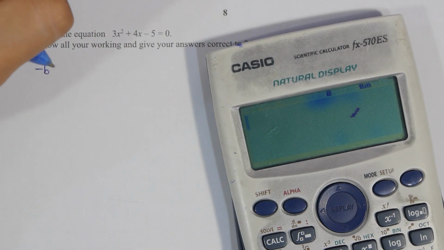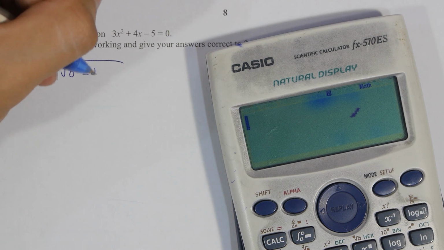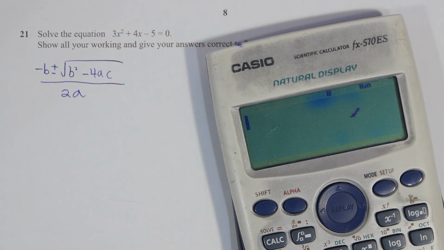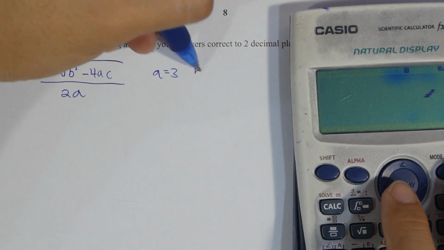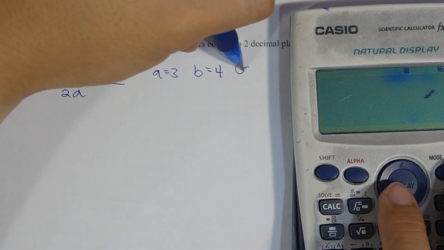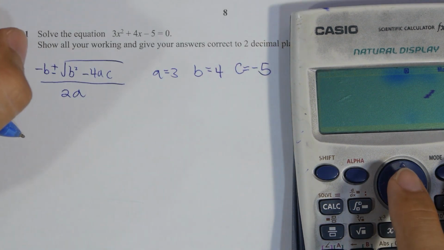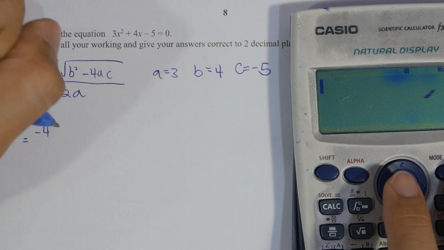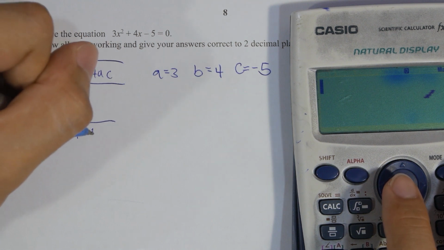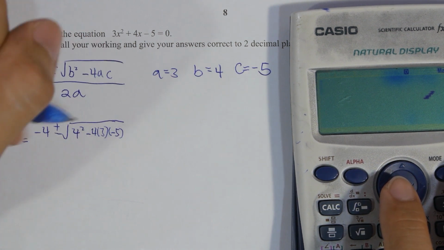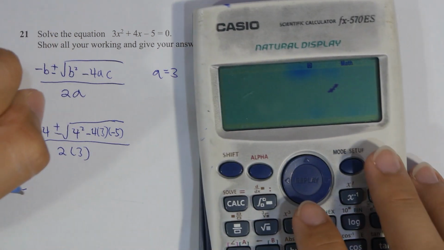Question 21. So for this particular part, simply use the formula negative b plus minus square root b squared minus 4ac over 2a. Then you will get the results as 0.79 or negative 2.12 respectively.